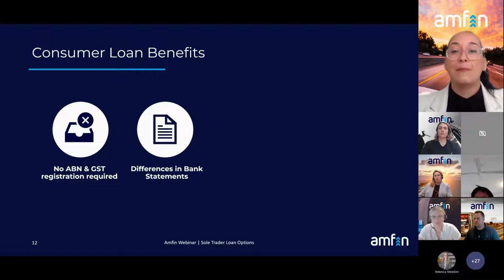Secondly, there may be differences in bank statements. Perhaps the business statements aren't thorough enough, have defaults, or are inconsistent. Applying under consumer loans with consumer statements may be better if this is a healthier profile for your client.